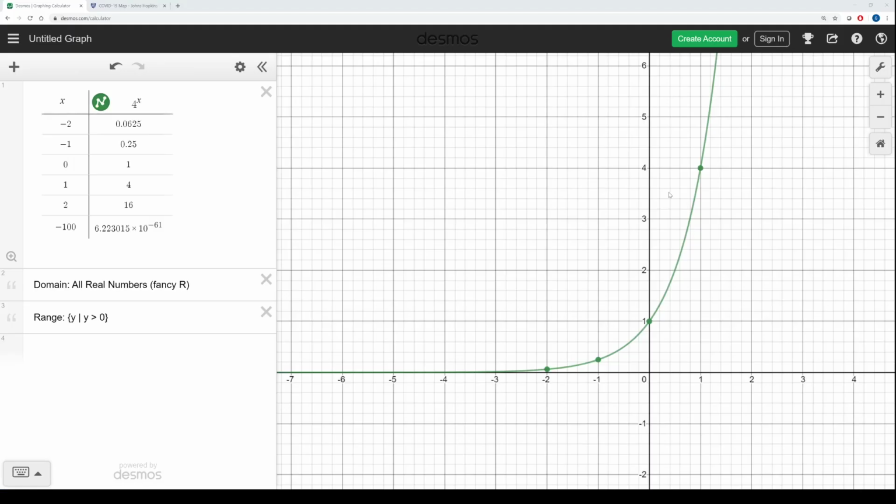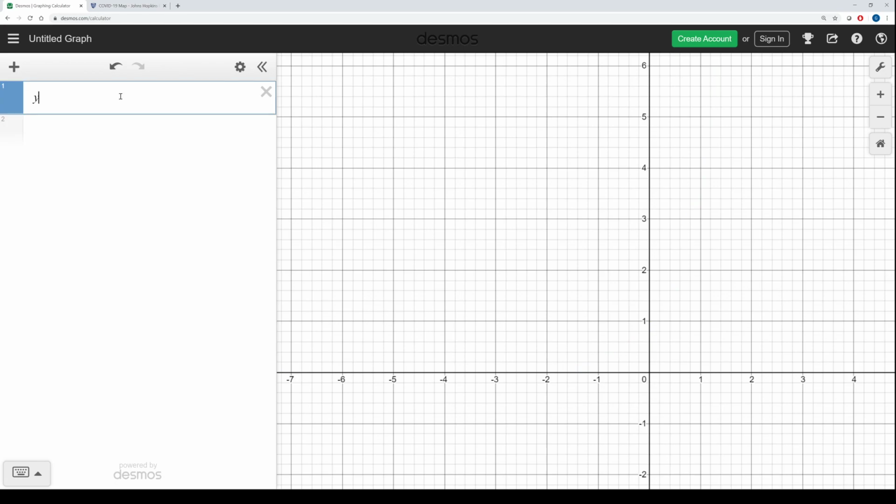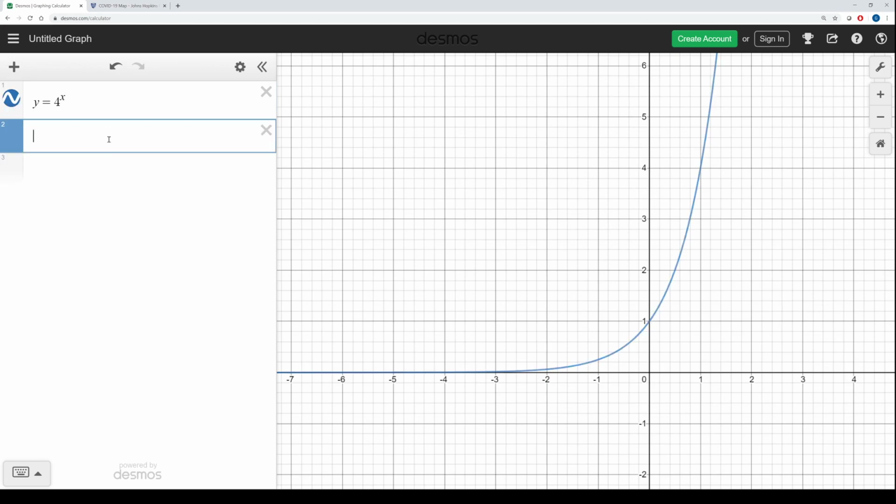So going back to our graph, get rid of the notes here. Okay, and let's get rid of this. We start with y equals 4 to the x power. So let's put a number in front of that 4.